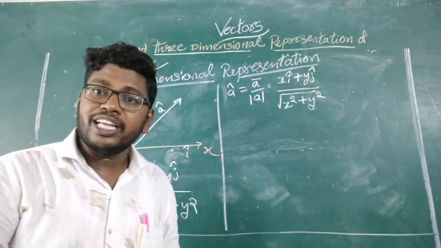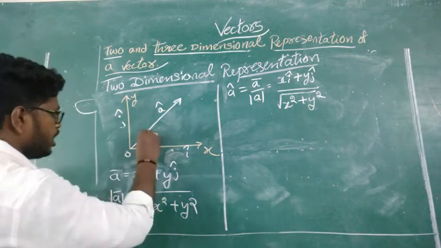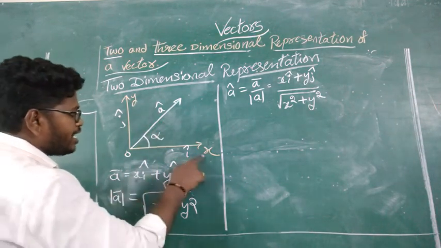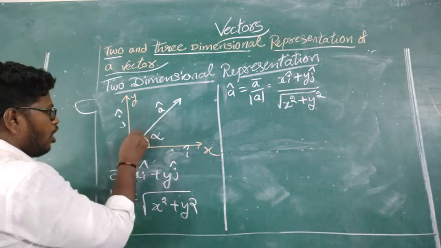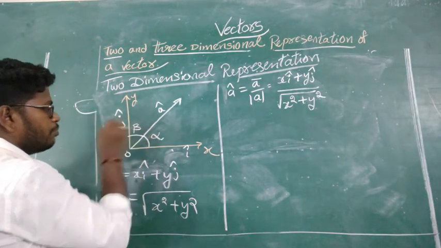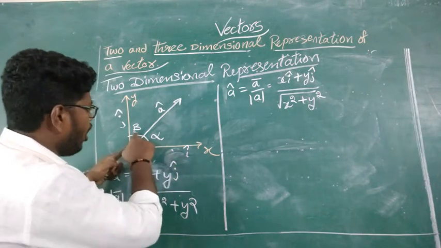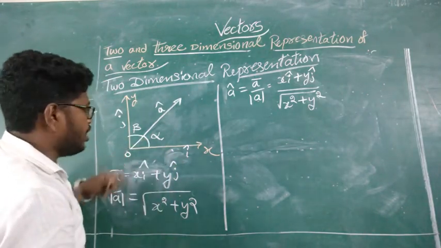Now let me represent the direction cosines. See here, along the x-axis I represent the angle as alpha, and along the y-axis I represent the angle as beta.